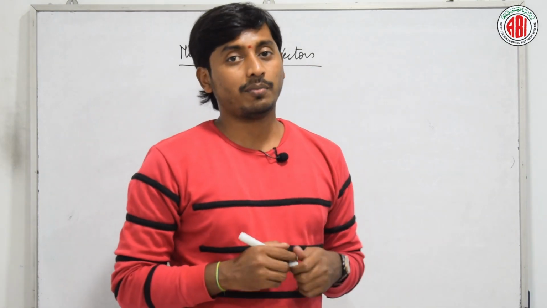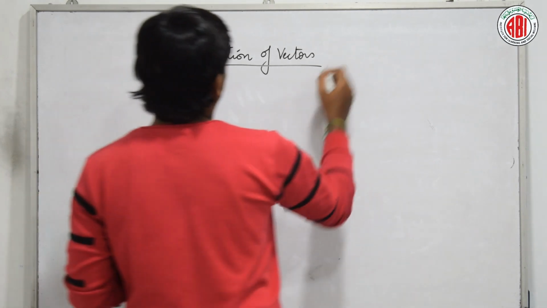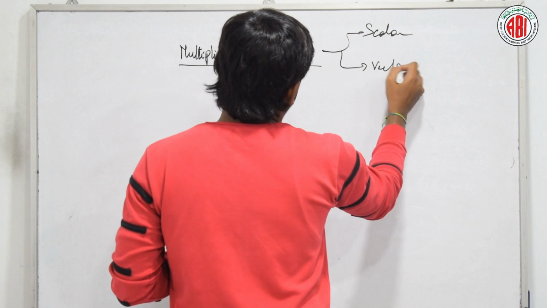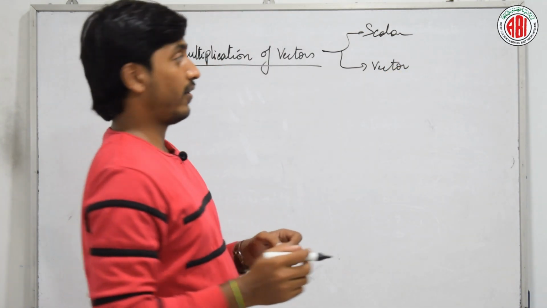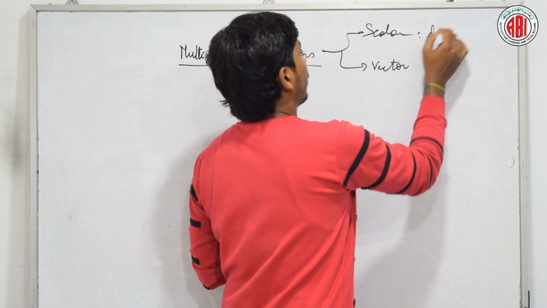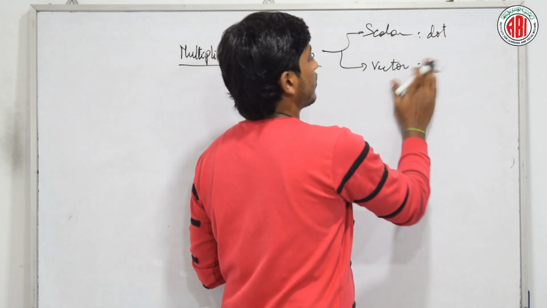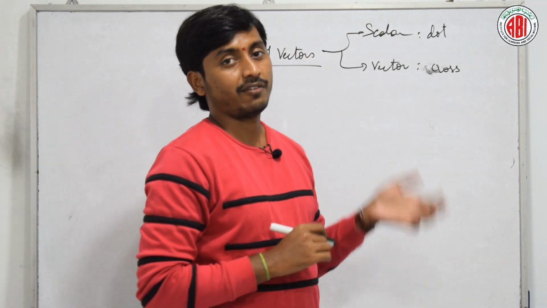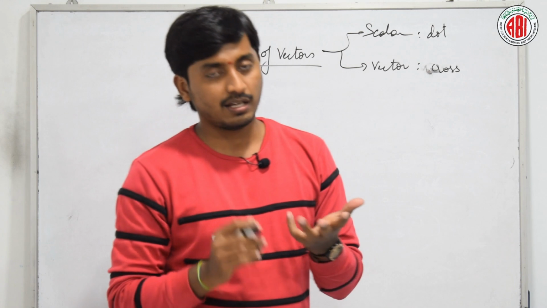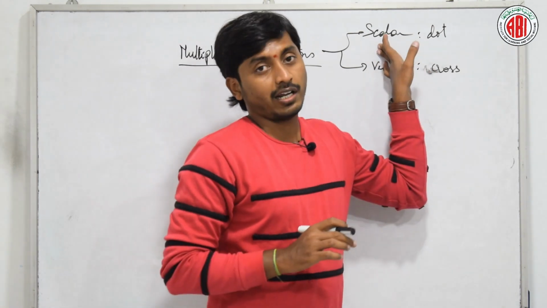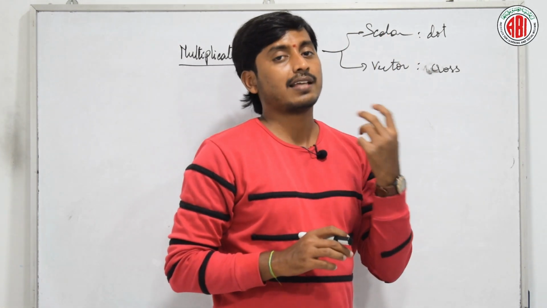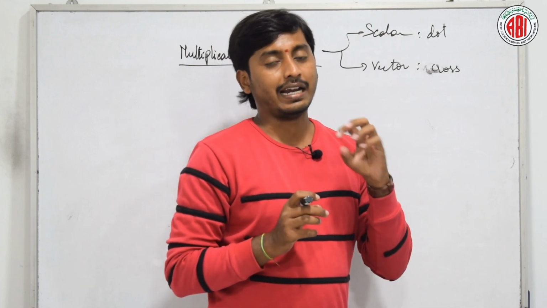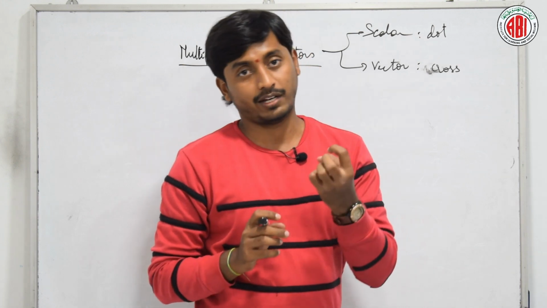In order to learn how we multiply, we can segregate the whole multiplication into two parts. One is scalar product and the other is vector product, or simply a dot product or a cross product. What is the difference between the scalar and vector product? In a scalar product, even if I multiply two vectors, I get a scalar, a simple constant number. It doesn't have any direction, only magnitude.